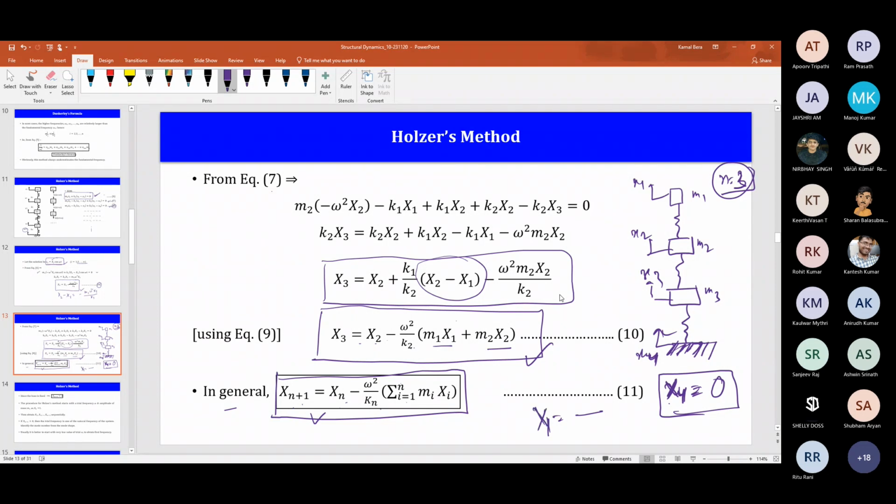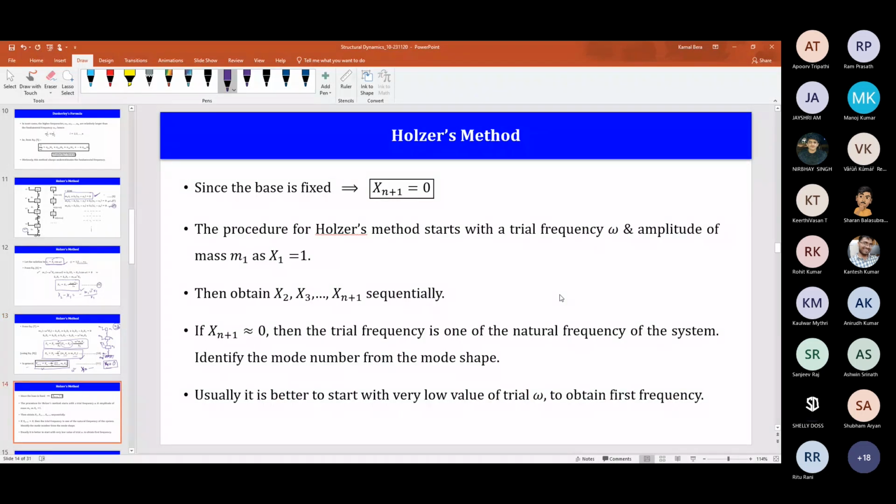So first you will just assume x1. Obviously, you understood the fundamental frequency will be lower; the first frequency will be lower, and the second frequency will be a little bit more than that. So x1 we consider, and omega square will be assumed. X1 you can take as 1, or any other value. The procedure for the Holzer method starts with a trial frequency. Since the fundamental frequency is lower, choose some lower value. Assume that the amplitude of the displacement of the mass m1 is x1 equal to 1.